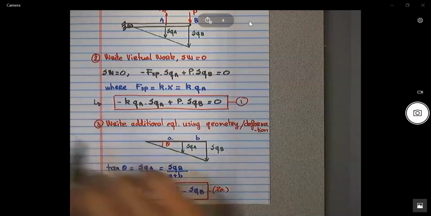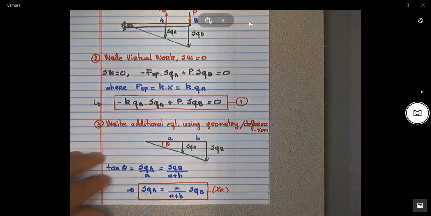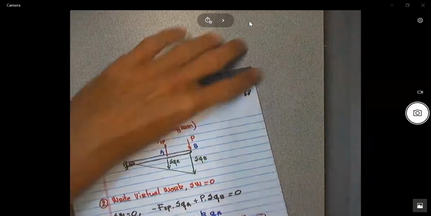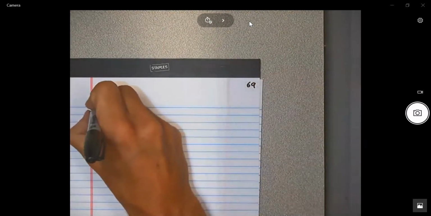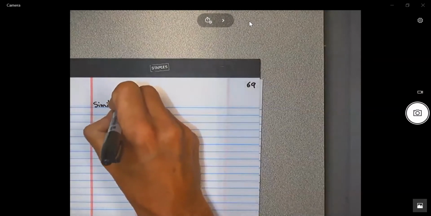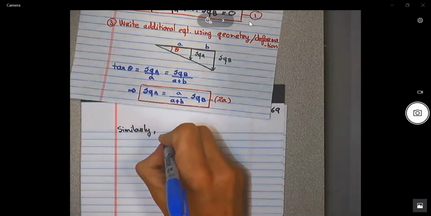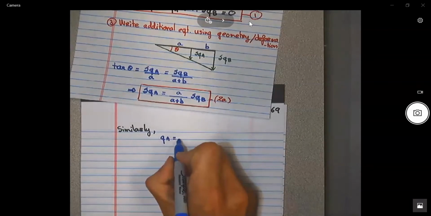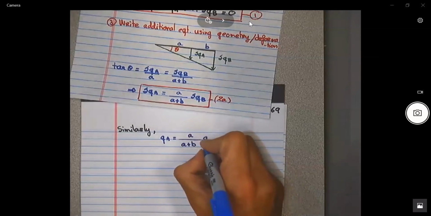What would be the page number over here? It would be 68. All right, and similarly, just using the same relation, which is this one here, we could say that Q sub A is equal to A over A plus B times Q sub B.